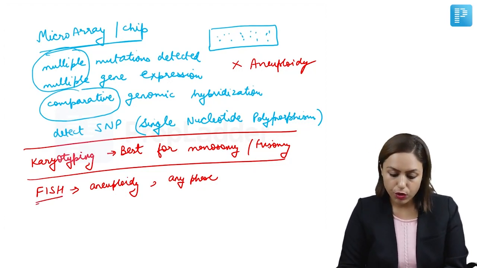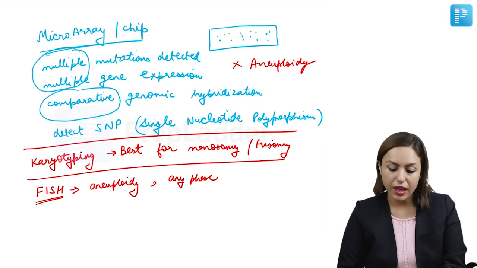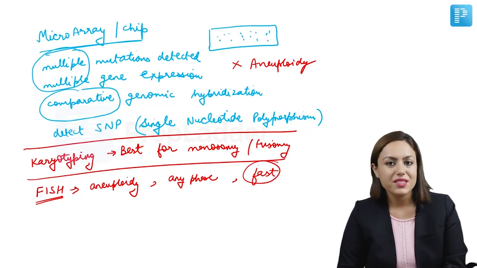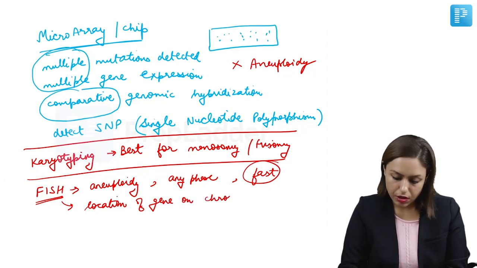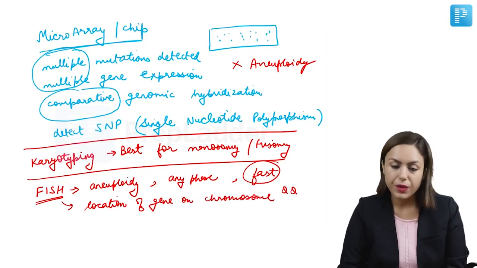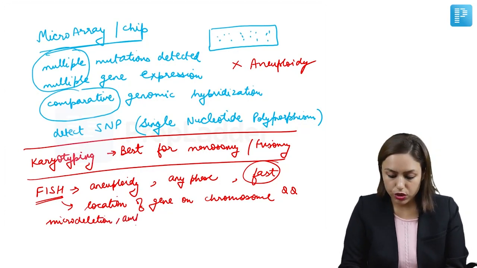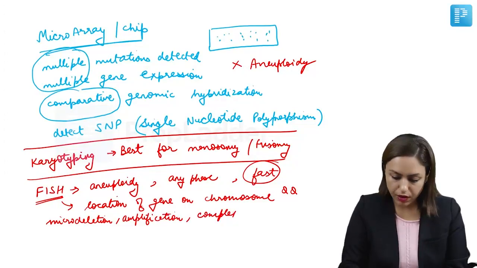And FISH is fluorescent in situ hybridization, which can detect aneuploidy and can be done in any phase of the cell cycle, and it is a very fast and rapid technique. Results can be obtained within 24 hours. And FISH also tells the location of a gene on a chromosome. This is frequently asked. And FISH can also detect small changes like microdeletion, amplification, and complex translocation.